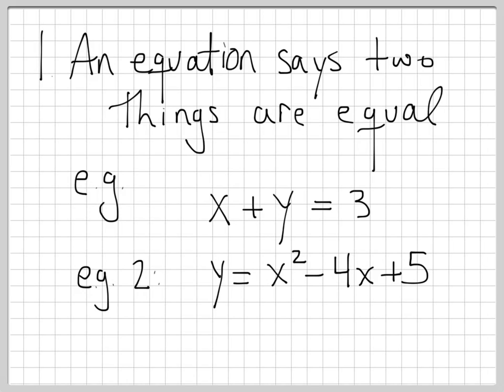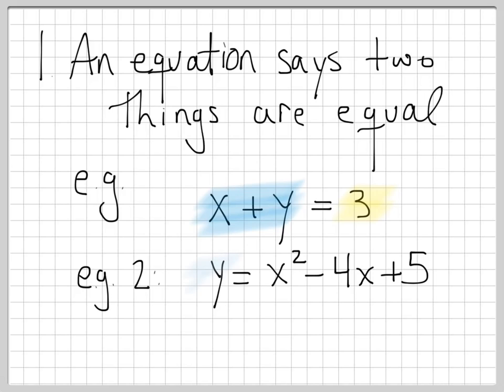So one of the most important and guiding things in everything that we do is that whenever you have an equation, what it's really saying is that two things are equal. So in the first example here, we have x plus y equals 3. That means every time you see x plus y, you're allowed to think 3 instead. Or anytime you see 3, you're allowed to think x plus y instead. And that's because the two are equal.